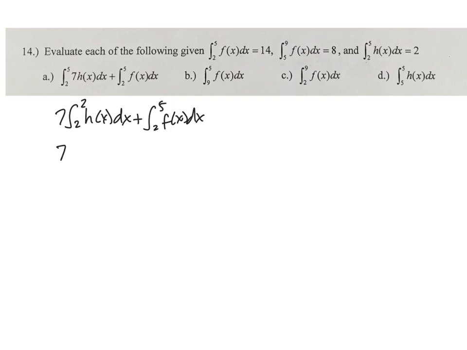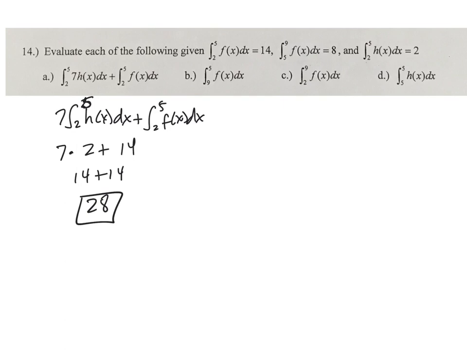So let's find each value. Remember, a definite integral gives you a value, and we're told that the integral from, oops, I made a mistake there. That should have been a 5. Sorry about that. Let me fix that. That should be a 5. Okay, and we're given that the integral from 2 to 5 of h of x dx is 2. So that would be 7 times 2 plus the integral from 2 to 5 of f of x dx, we're told, is 14. So that's plus 14. So we have 14 plus 14 is 28 for our final answer.